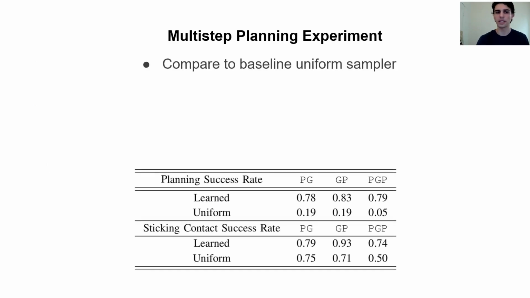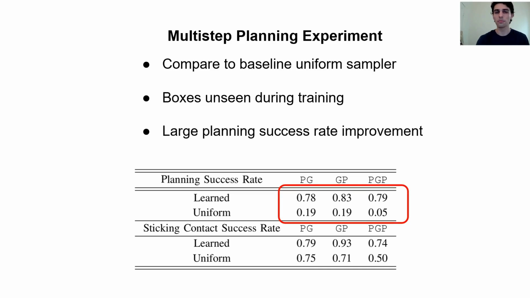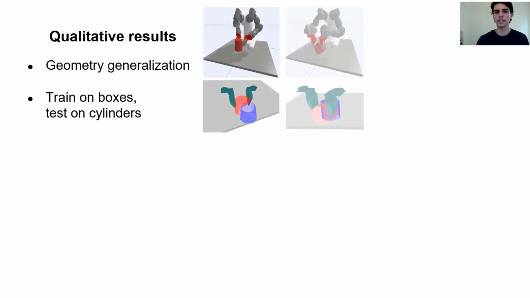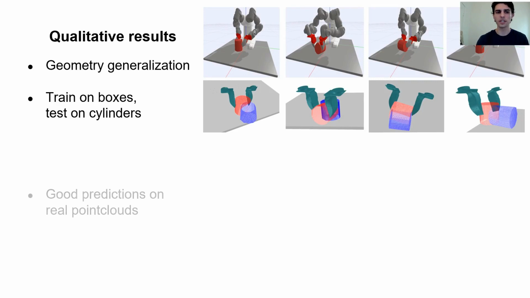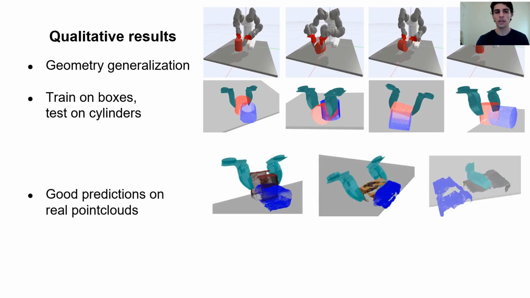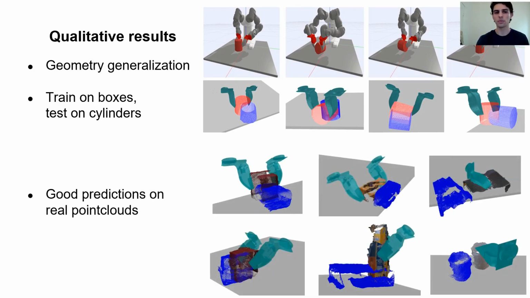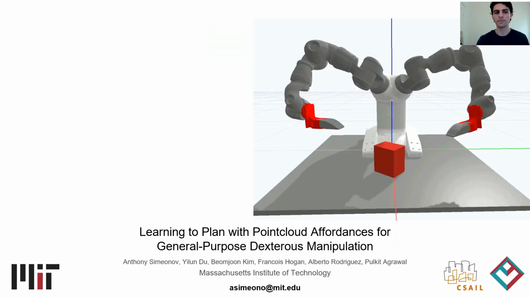We also compare our learned generative models with manually designed baseline samplers in a multi-step planning with cuboids that were not seen during training. And the results show that our learned models provide a large benefit in fixed budget planning success rate. We also have some qualitative results that indicate that we obtain some generalization to different classes of geometry and that the models trained in simulation will successfully transfer to the real world.